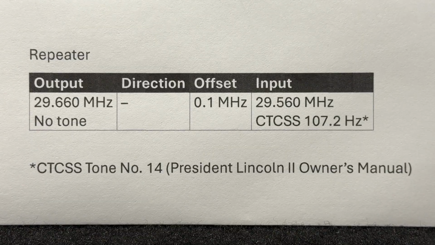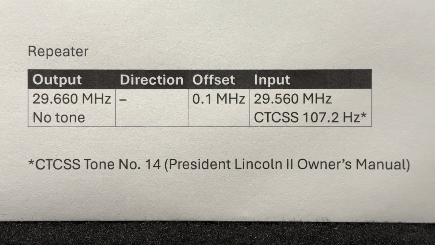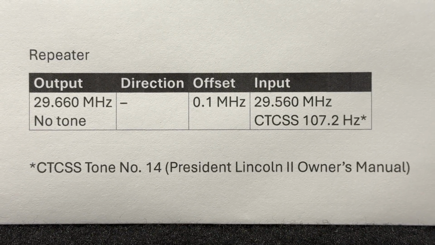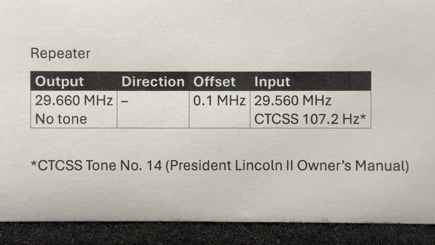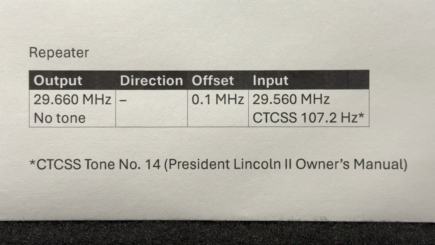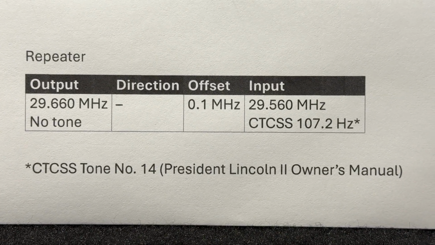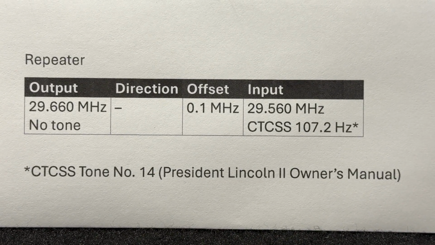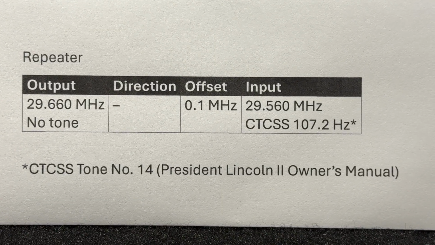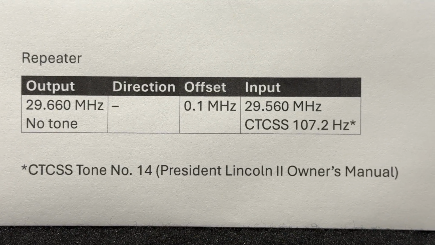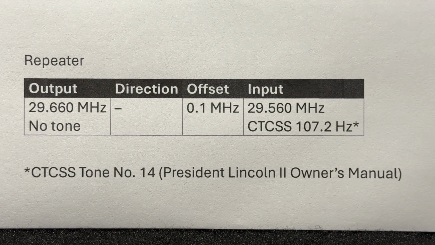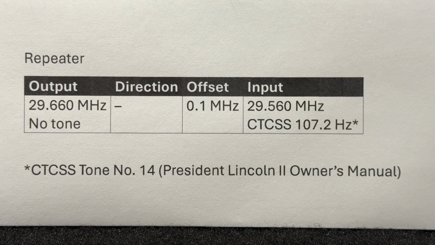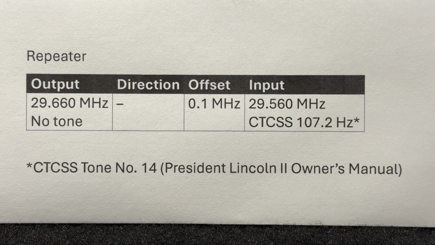For this example, the repeater has an output frequency of 29.66 megahertz and no tone, which is typical for repeaters in the US. It has a negative offset direction and an offset of 0.1 megahertz, which is standard for repeaters on the 10-meter band. And that gives us an input frequency of 29.56 megahertz.